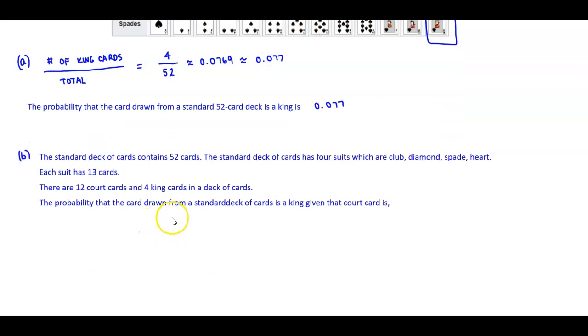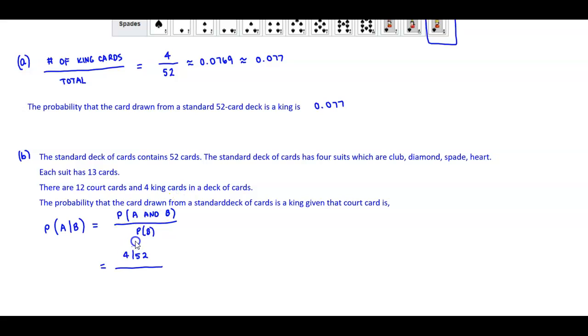Now, the probability that the card drawn from a standard deck of cards is a king, given that the card is court, is the following. We want to find the probability of event A occurring, provided that B has already occurred, which is equal to the probability of A and B divided by the probability of event B occurring. So from the first part, for the probability of A and B, how many kings can we have out of the deck? Well, there's 4. So in the numerator, it's 4 out of 52.